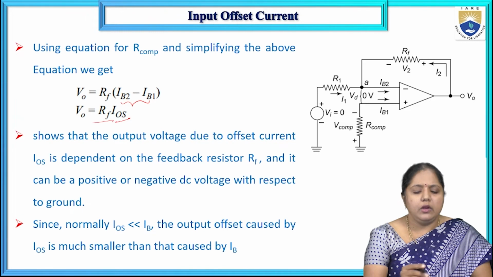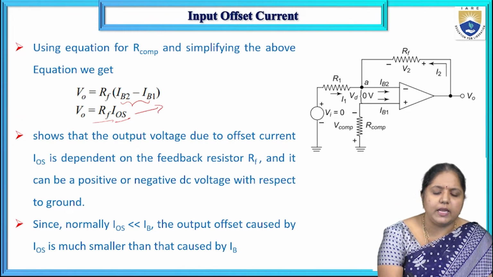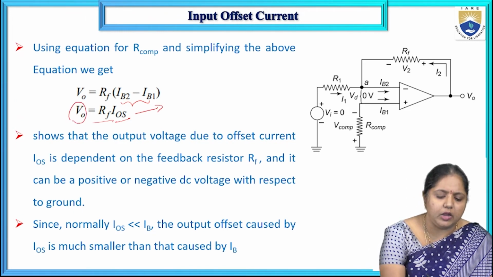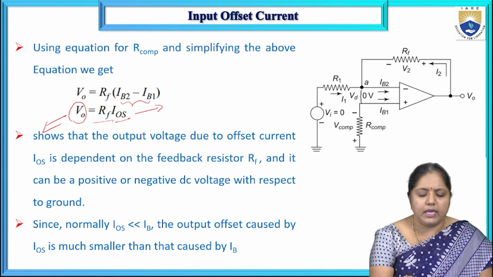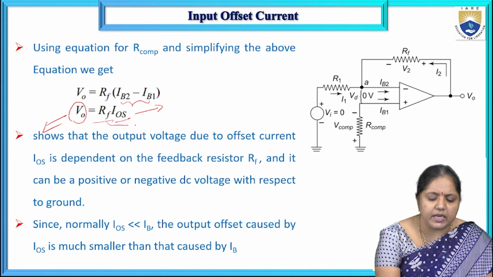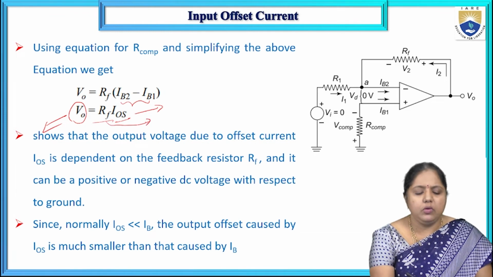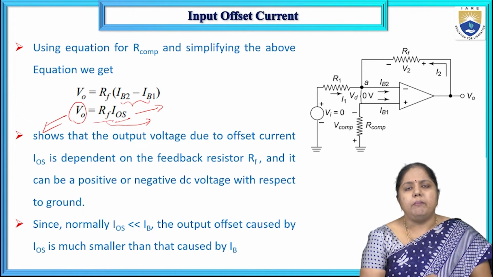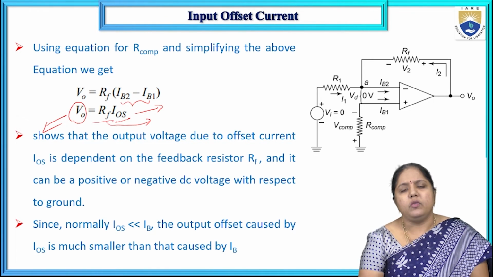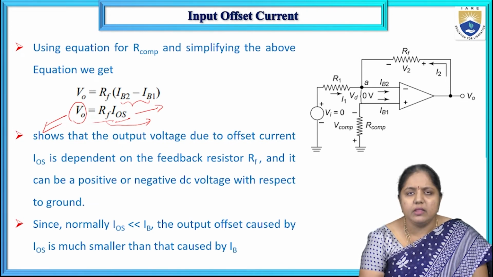we can tell that to make the output voltage value low, I need to make this output offset voltage low. Then definitely if I take the RF value low, I can get the output voltage value low. But can we take the RF low? What is RF? RF is the feedback resistance. Can I take the feedback resistance as a low value?